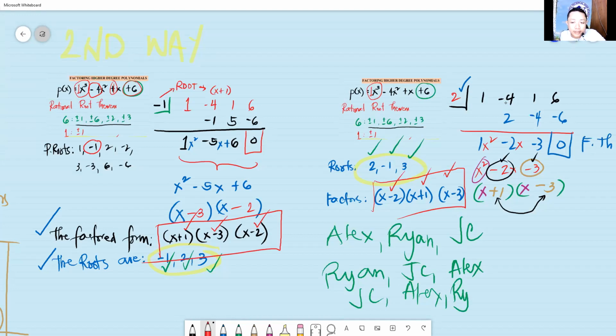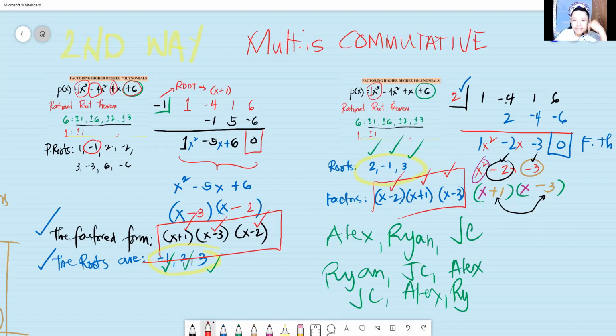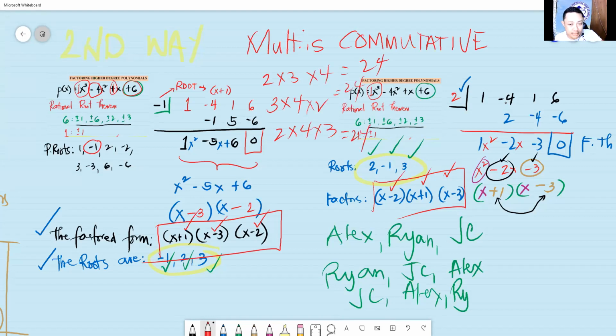They are factors. Remember, multiplication is commutative. Ibig sabihin, they can interchange positions. Pwede magpalit-palit ng lugar yung naka-parenthesis. It's like 2 times 3 times 4, and the answer here is 24. This is just the same with 3 times 4 times 2, which is 24. And this is just the same with 2 times 4 times 3, which is also 24. Because multiplication is commutative. Got it?